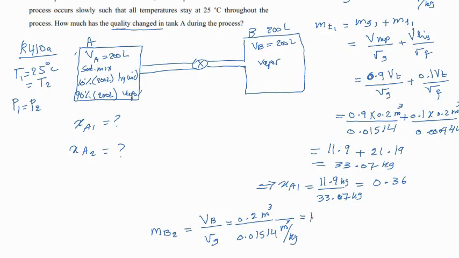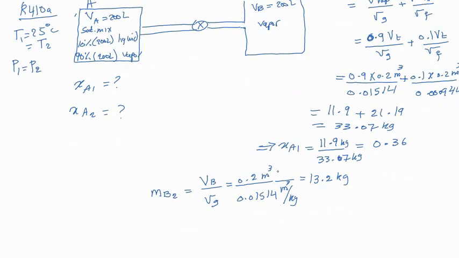This equals the mass of the vapor included in tank B, or the mass that has moved from tank A to B. And since the mass total in A was originally 33.07 kilogram, then this total amount in tank A has lost the amount that moved to tank B, which is the 13.2 kilograms. So the remainder in tank A now is 19.87 kilograms.